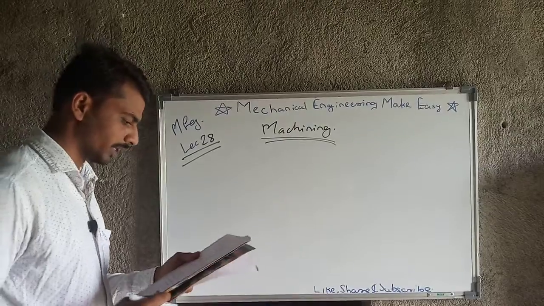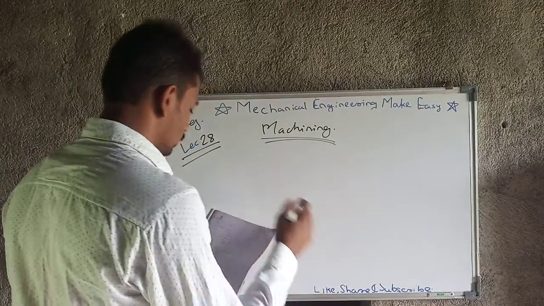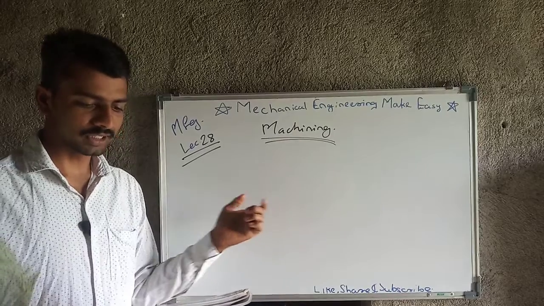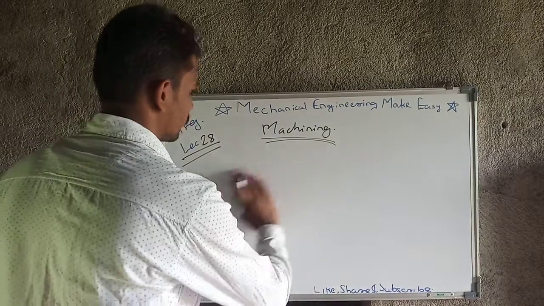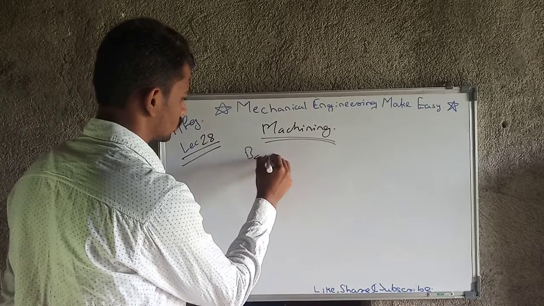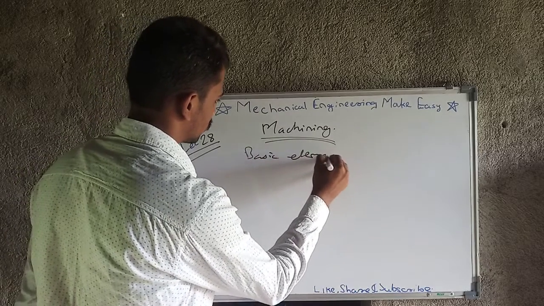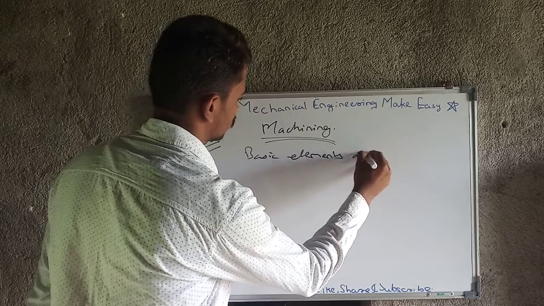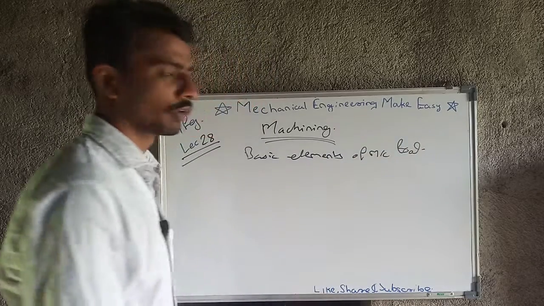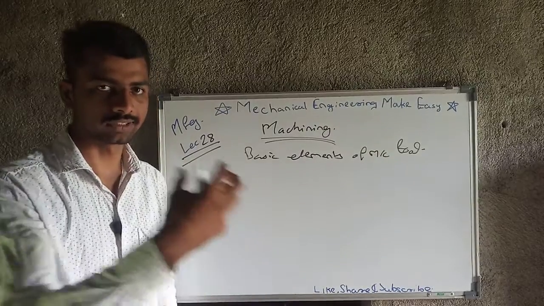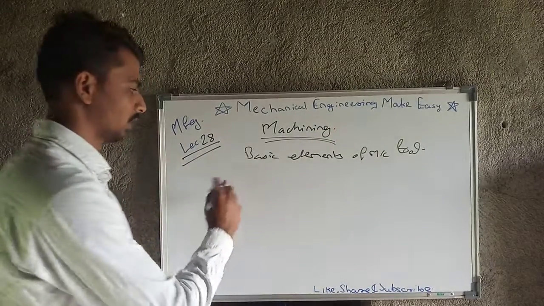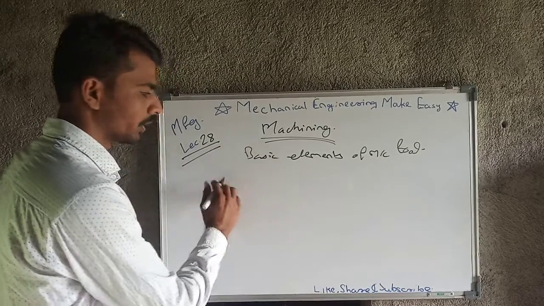Okay, so let's move. Machining. In case of machining, there are some basic machine tools. Basic elements of machine tool, like chuck, then carriage, likewise. So what kind of machine tool elements are there? First is the work holding device.